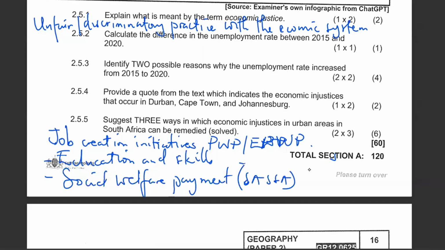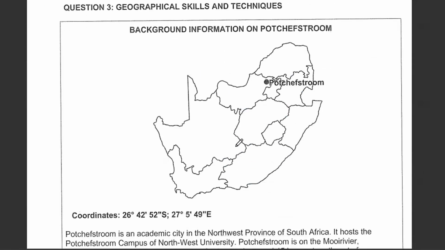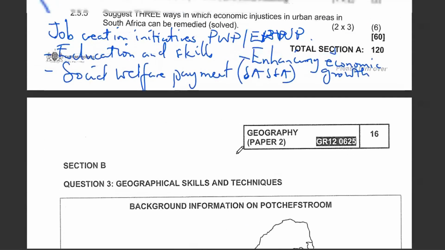And also what can be done, the government must put in place enhancing economic growth. Must put initiatives to ensure that the economy grows and productivity increases and more businesses expand their production, such that they employ more people. Right, that takes us to the end of the theory part.